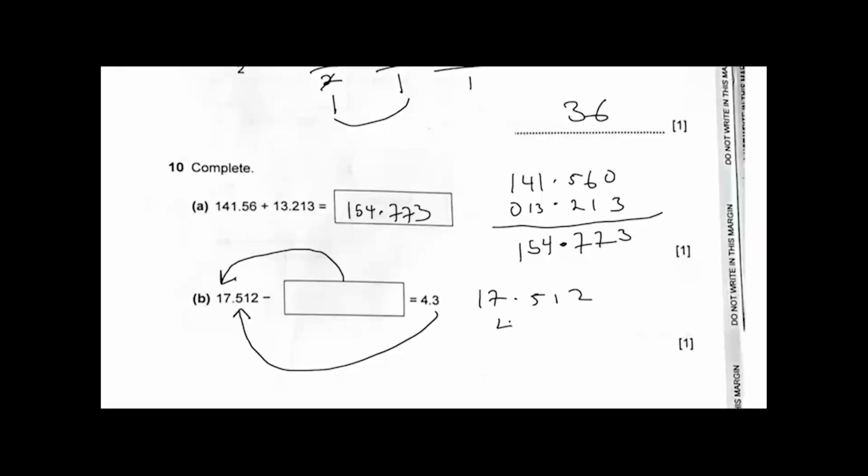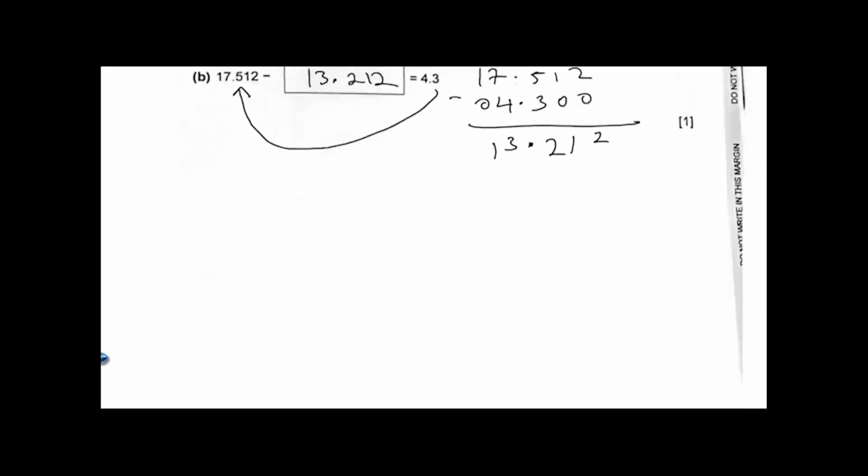So the decimal point must be in line. So 4.3. If you like, you can fill this up with zeros, and otherwise you just leave it like that. So 2 take away nothing, you have 2. 1 take away nothing, you have 1. 5 take away 3, you have 2. Then the decimal point must be in line. Then 7 minus 4, you have 3. Then you have 1 here. So our answer will be 13.212. So that will be the missing number there. Okay, so let's go to the next one here.